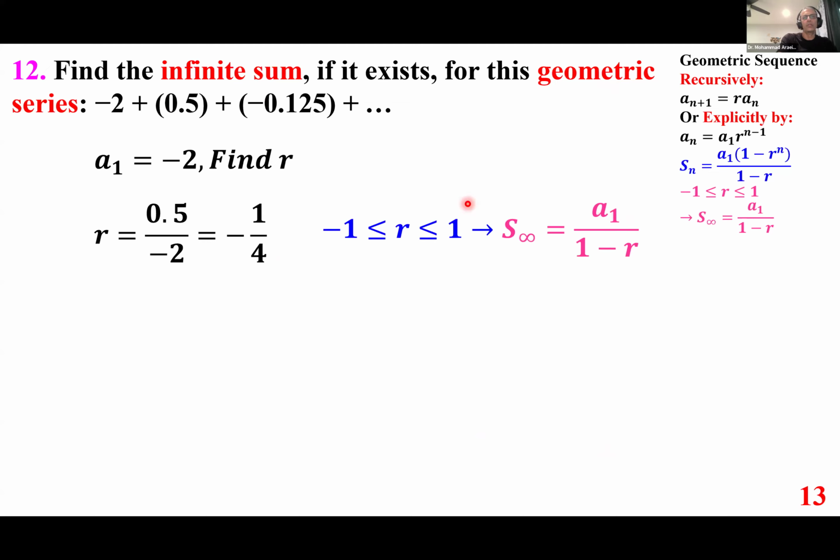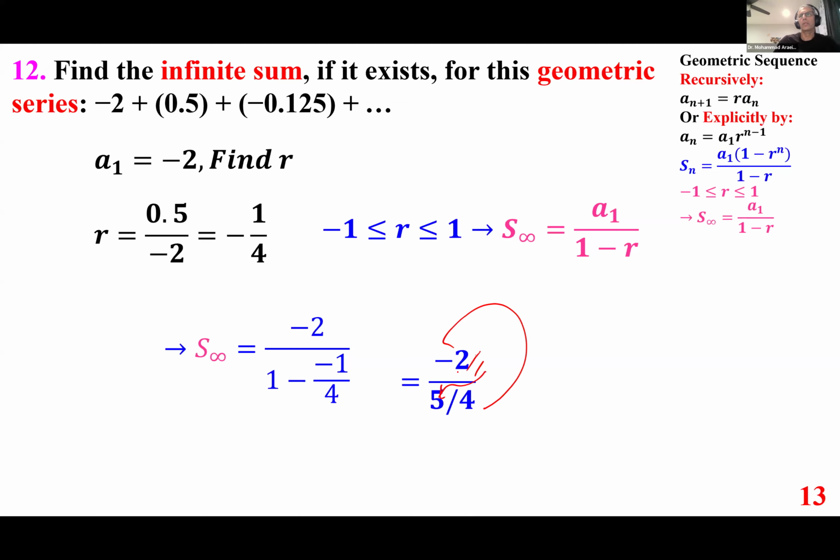So I'm going to replace a sub 1 with -2 and r with -1/4. So s sub infinity equals -2 over 1 minus -1/4. Obviously, minus and minus is plus, so they add up to 5/4. So you multiply these two, this is 1. Multiply these two, we get -8/5. So it's very straightforward, everybody. I hope everybody's okay with that.